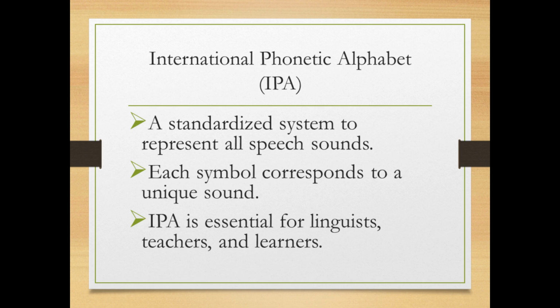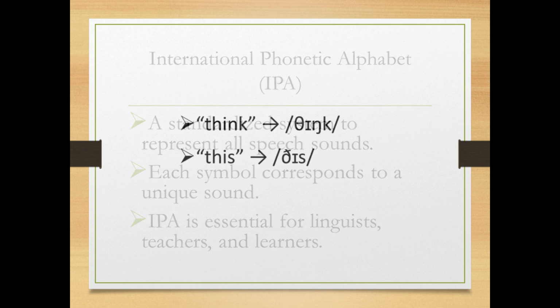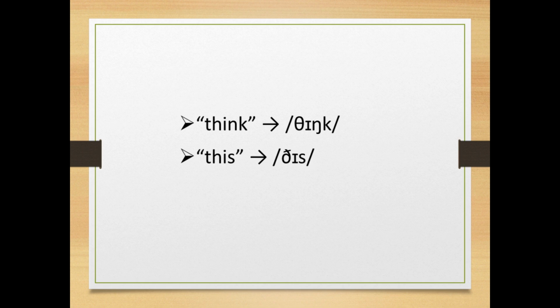The IPA is a system developed by linguists to represent every speech sound in the world with a unique symbol. Unlike ordinary letters that can sometimes confuse us, IPA is consistent. One sound equals one symbol. For example, the word think is written like this in IPA. The word this is written like that in IPA.